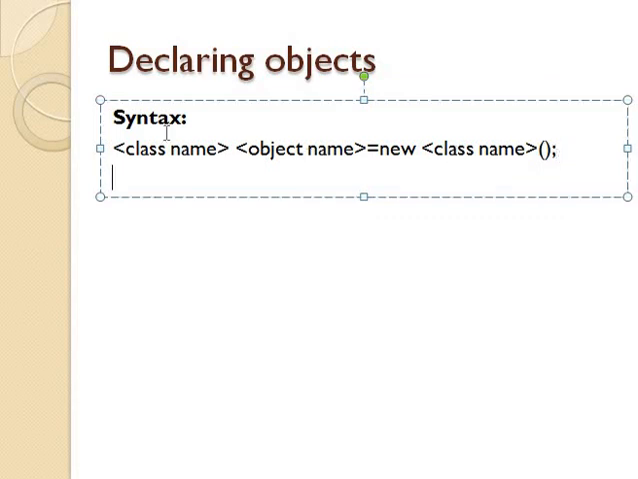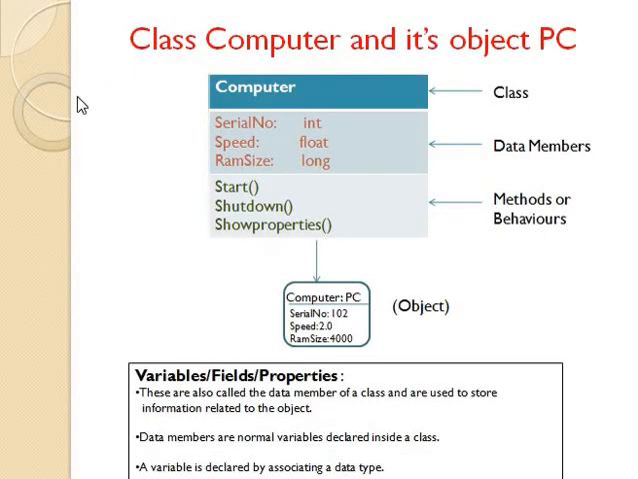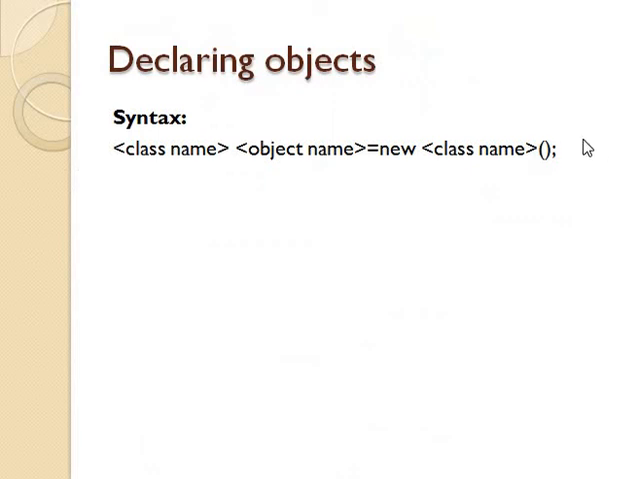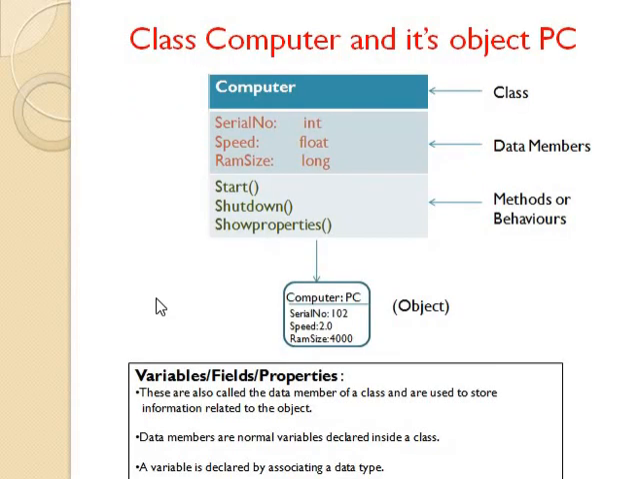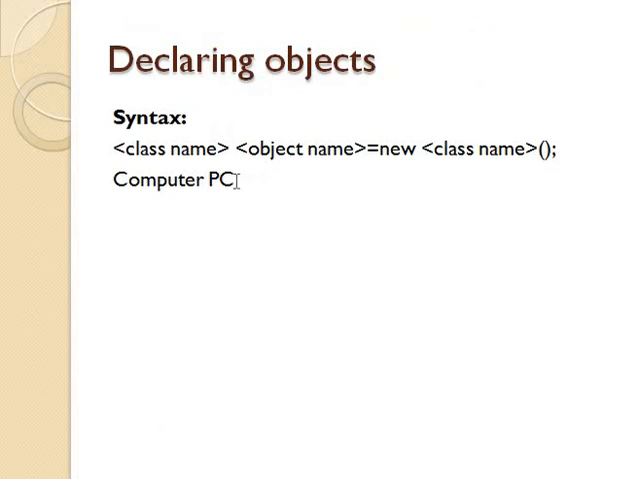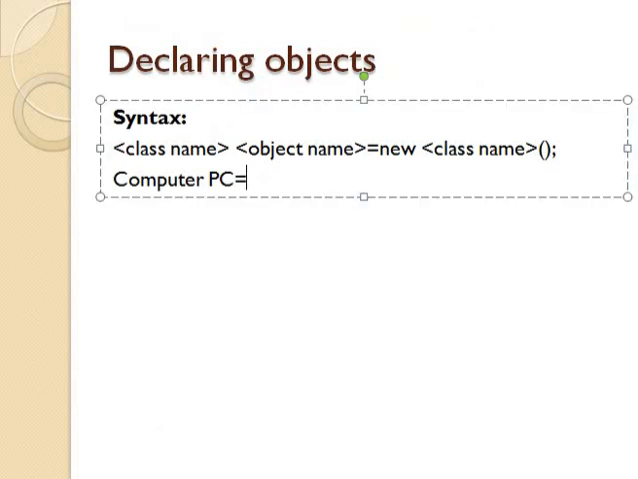Here, class name, since the name of the class is computer, so in place of class name we specify computer, then put a space, then the object name. Since it's PC, we write PC for the object name. Okay, we are referring to this object PC. Then put the equal to symbol, then this word new is mandatory, so write this word new.